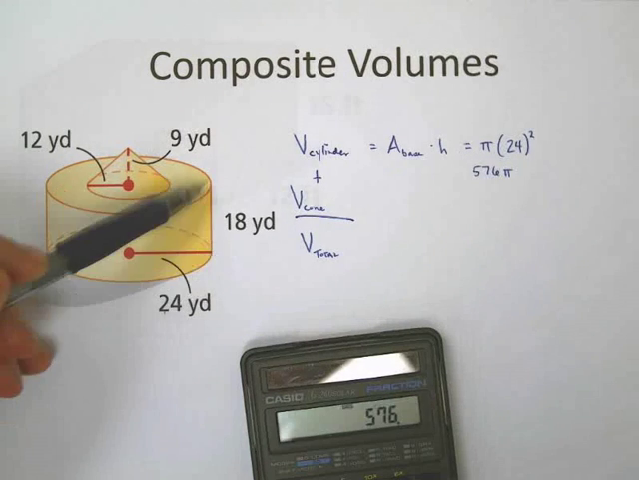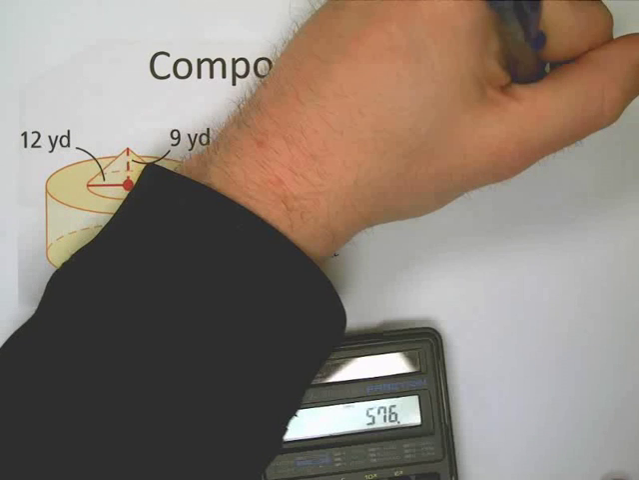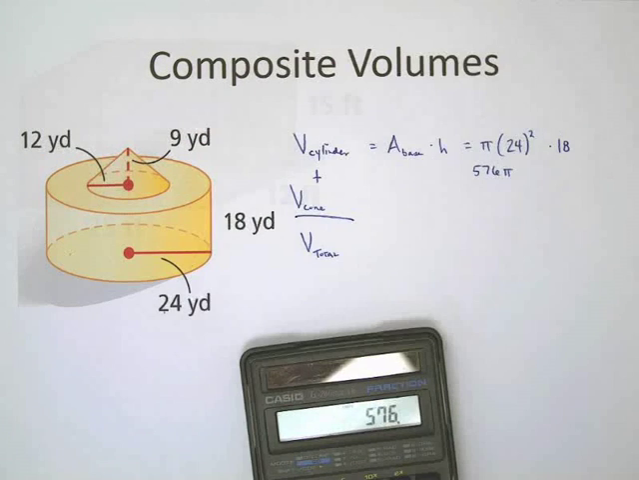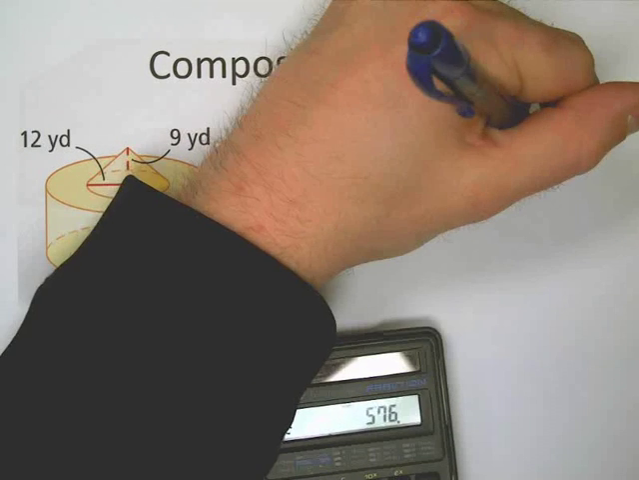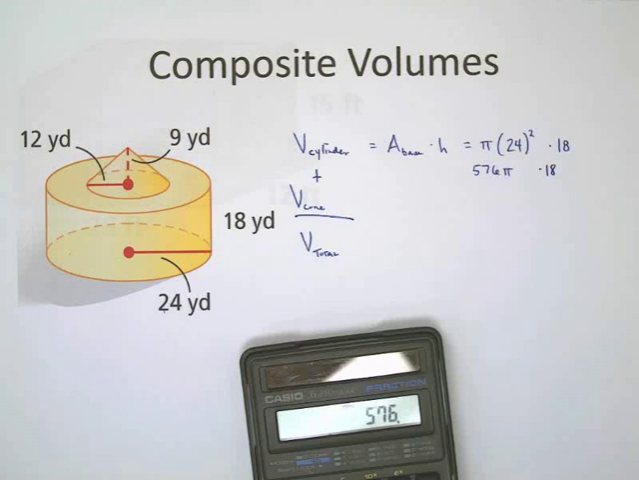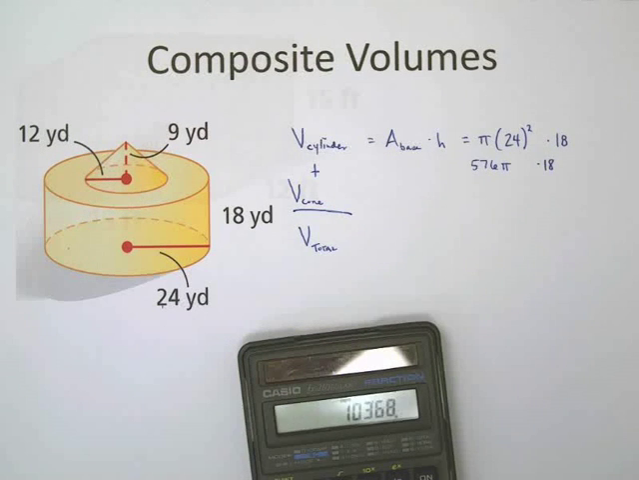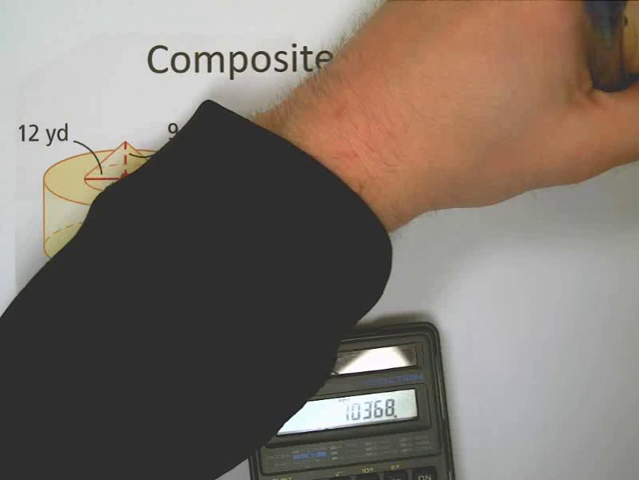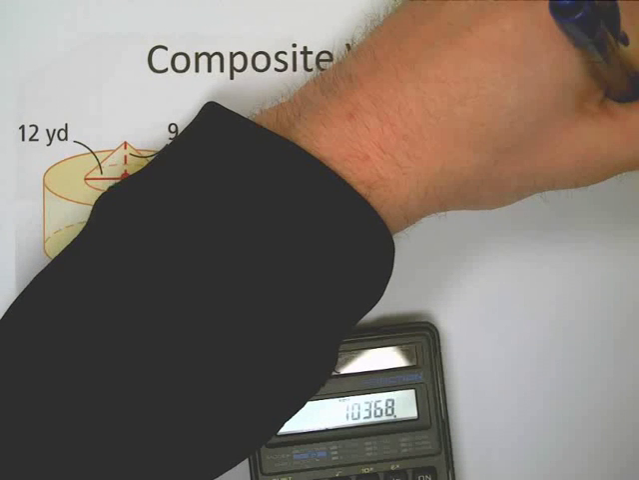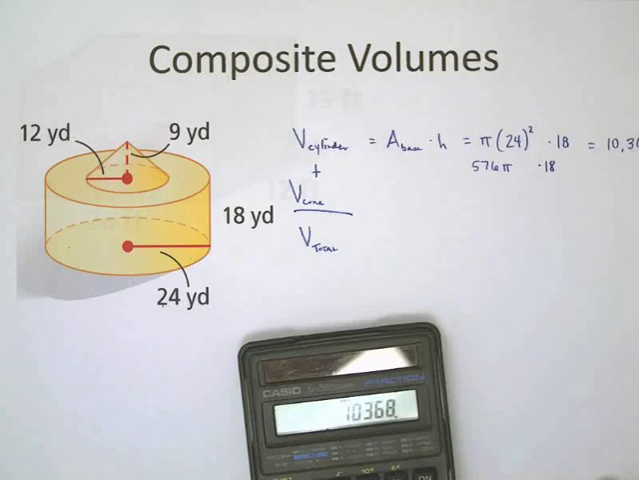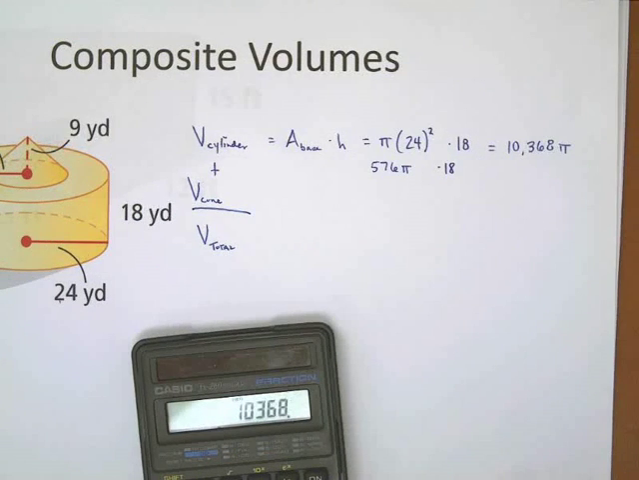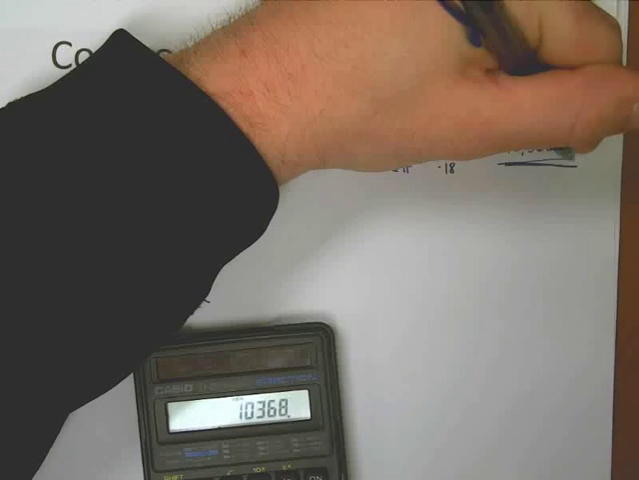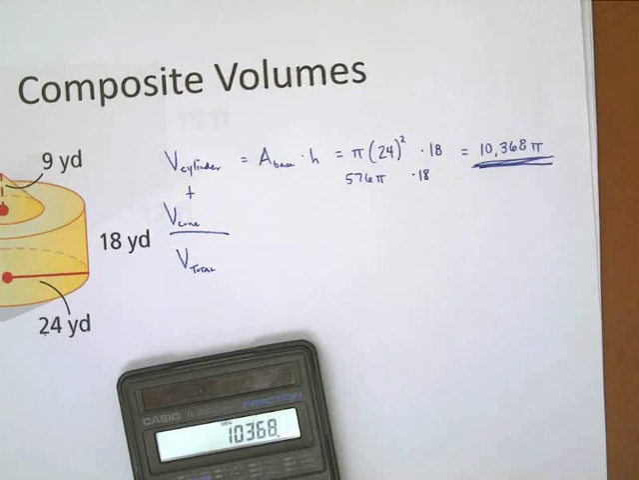The height of the cylinder portion is 18 yards. So I'm going to take this area of the base, 576 pi, and multiply it by 18. 576 pi times 18 is 10,368 pi. That is what I have total for the volume of the cylinder.